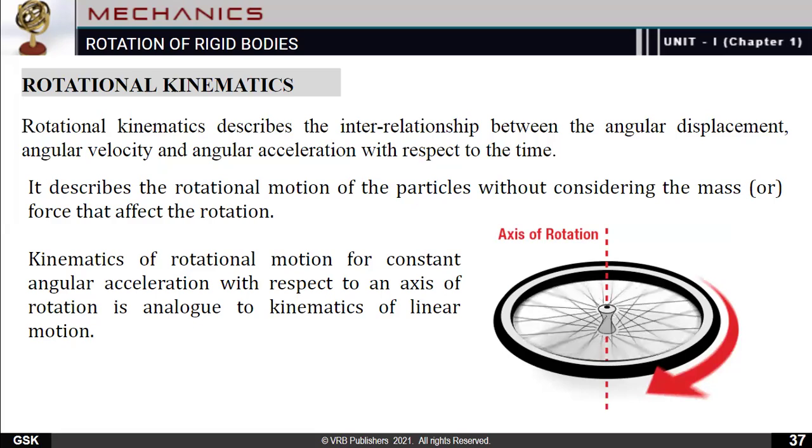See the figure, it is a cycle wheel. It has its axis at the center point. That is, the axis of rotation passes through the center point of the wheel. It is rotating in a clockwise direction. So here the kinematics of rotational motion for constant angular acceleration with respect to an axis of rotation is analogous to the kinematics of linear motion.